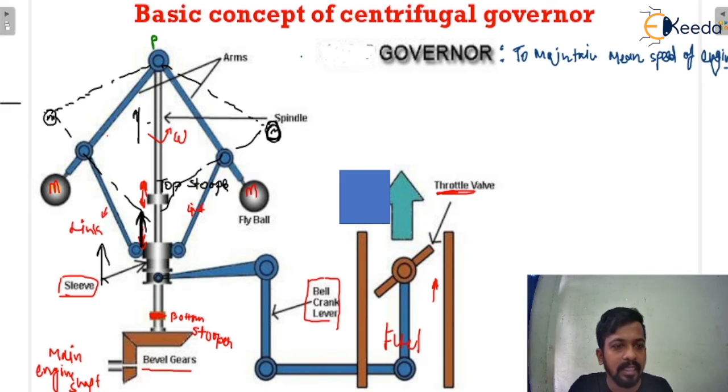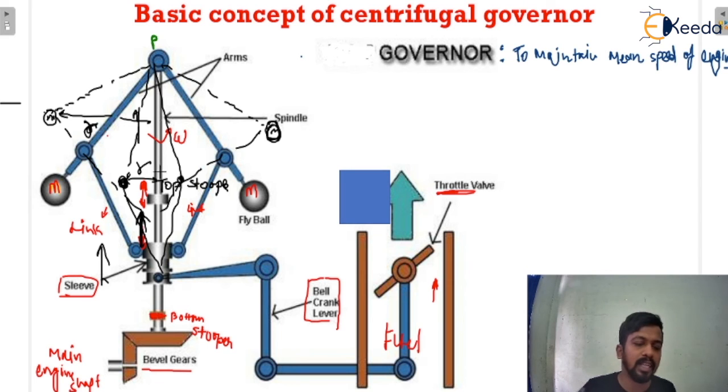You can see the radius of rotation will be increased, r will increase. And as there is a decrease in the speed of the sleeve, the position will be here, and here you can say the radius of rotation will decrease. So as you increase or decrease the speed of the sleeve, there will be changes in the radius of rotation of the fly ball. So that is the basic concept of the governor.